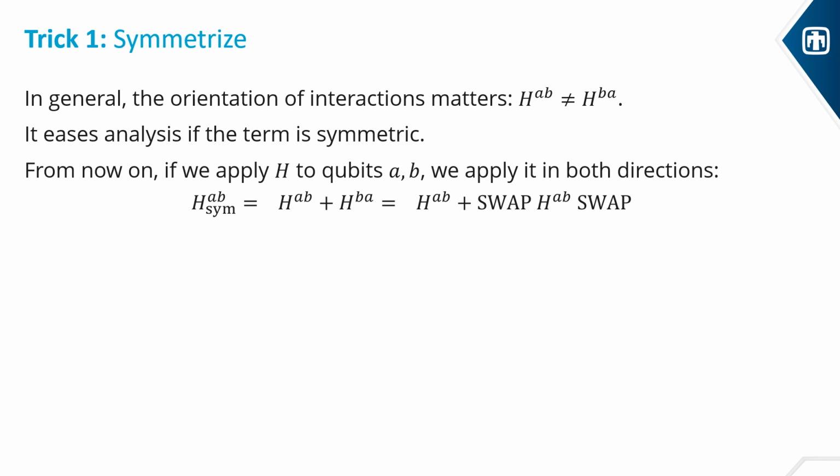So in general, the orientation of a two-qubit term does matter. Applying it to AB is different from applying it to BA. And this is inconvenient, so what we choose to do is that anytime we wish to apply the interaction to a pair of qubits, we apply it in both directions. And so if we are able to show hardness using this symmetrized term, that of course will imply that the original term was sufficient for hardness.